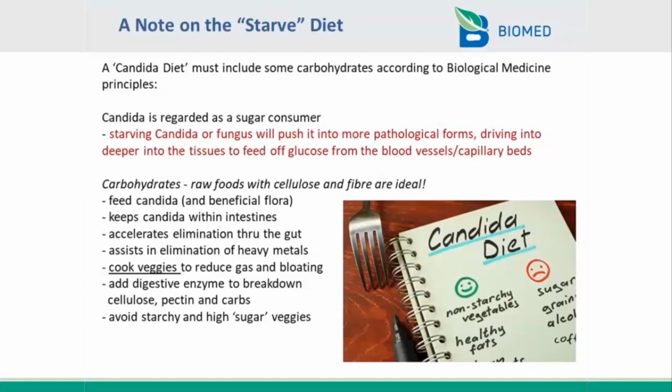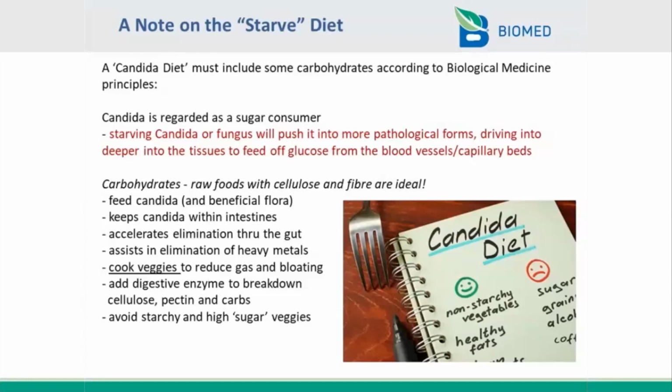It helps eliminate heavy metals. Cook your veggies to reduce gas and bloating, add digestive enzymes to break down the cellulose, pectin, and carbs, and avoid starchy and high sugar veggies. So stick with greens and the less sweet of the vegetables. Basically, sweet potatoes, while they're great in this situation, may not be part of it. They're also a starchy vegetable as well.